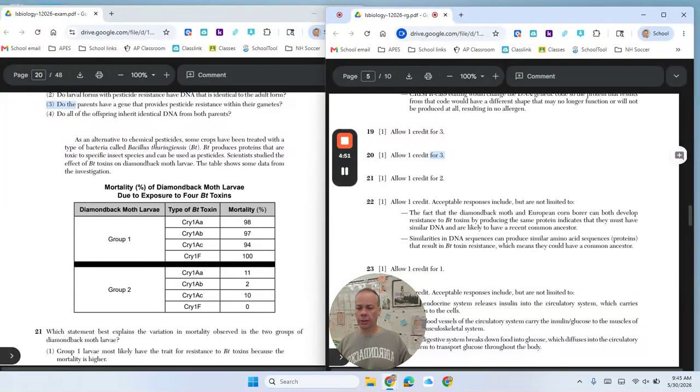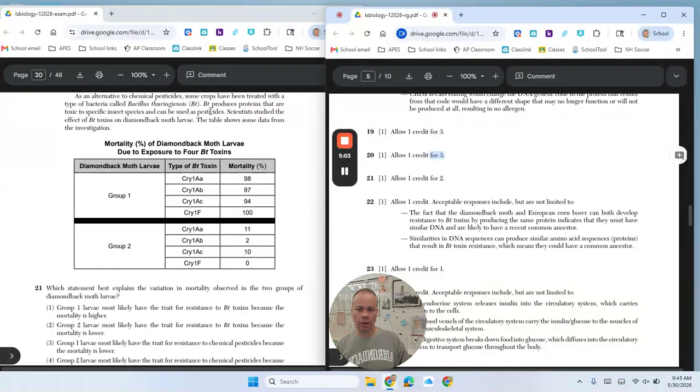Now we have some more data and more description of an experiment. So an alternative to chemical pesticides is Bt. It's a bacteria, and Bt produces proteins that are toxic to specific insects. Scientists study the effects on these moths.